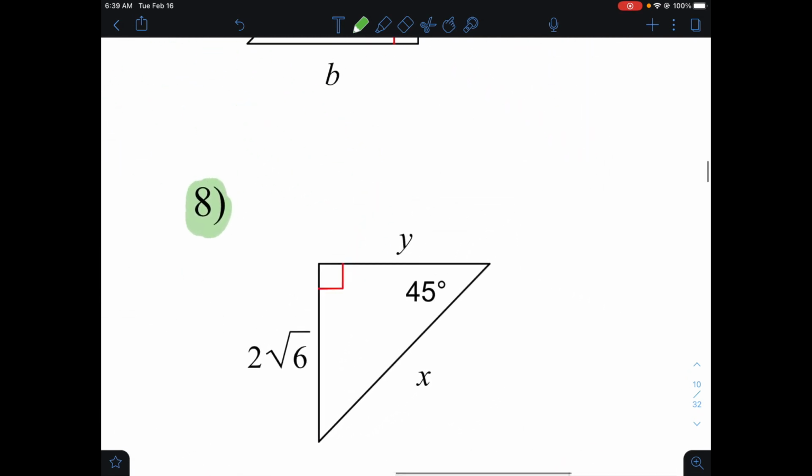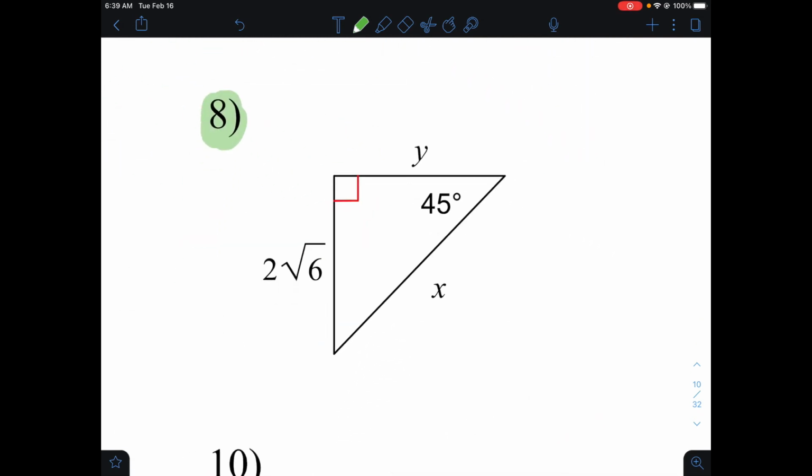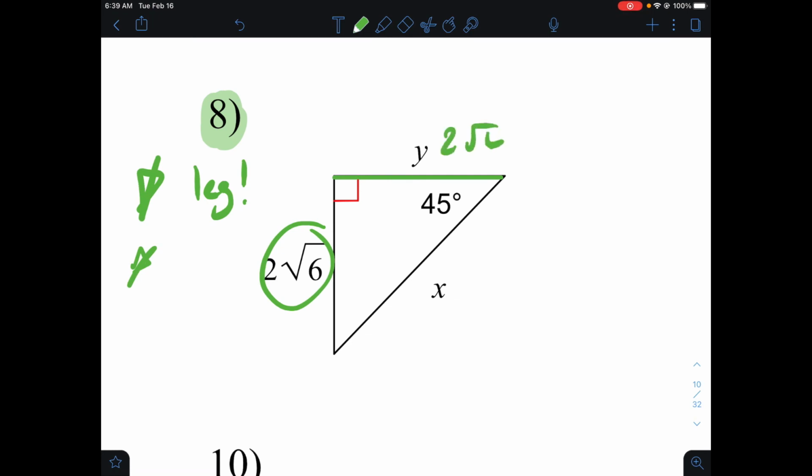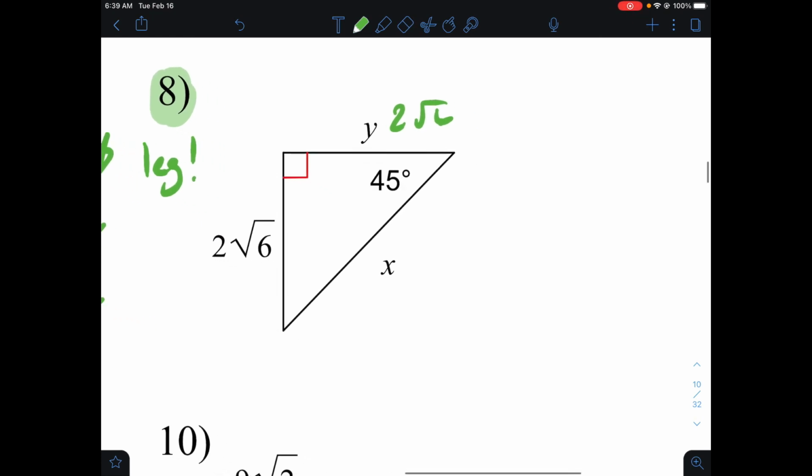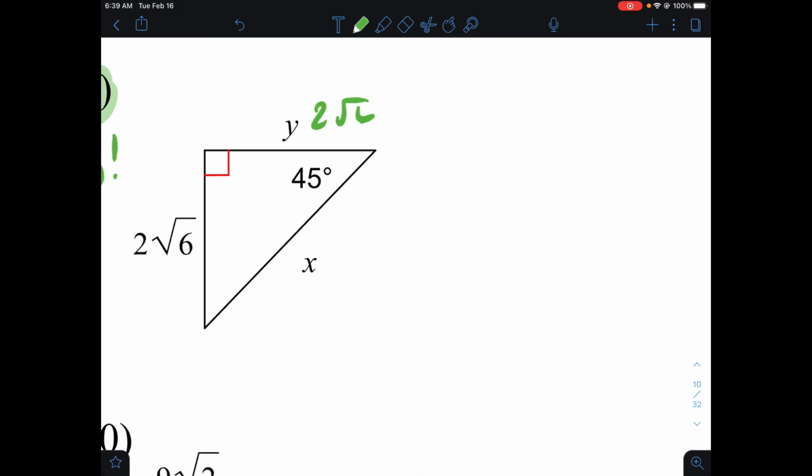All right. So let's try number 8 here. So looking at number 8, did they give you a leg or did they give you a hypotenuse? They gave you a leg. So now, what would my other leg be equal to? My other leg should be equal to 2 root 6 because the legs are congruent. All right. Now, what do I have to do to find my hypotenuse? I'm going to multiply by root 2.